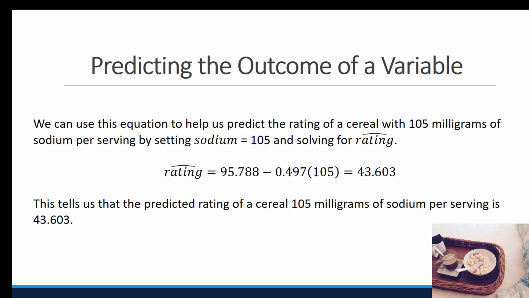We can use this equation to help us predict the rating of a cereal with 105 milligrams of sodium per serving by setting sodium equal to 105 and solving for rating hat. Here we find that the predicted rating of a cereal with 105 milligrams of sodium per serving is equal to 43.603.